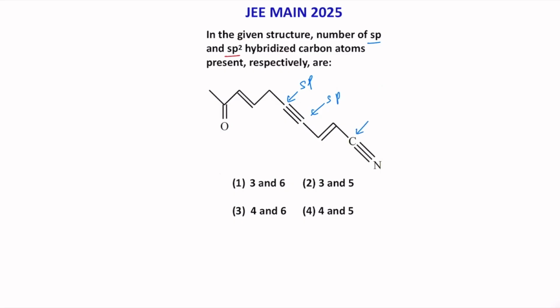And then another triple bond here, therefore for this carbon also sp. Therefore we have 3 sp hybridized carbon atoms. How about sp2? We have a double bond here, therefore this is sp2. We have another double bond here, therefore this is sp2. This is also sp2. We have another double bond here, sp2, sp2. Therefore, we have 5 sp2 hybridized carbon atoms. So, 3 sp hybridized carbon atoms and 5 sp2 hybridized carbon atoms. Therefore, option 2 is correct.